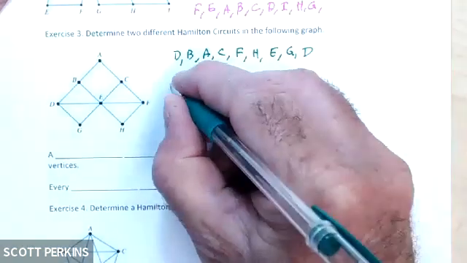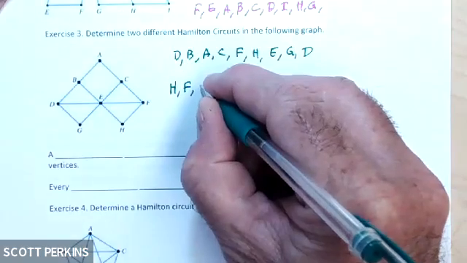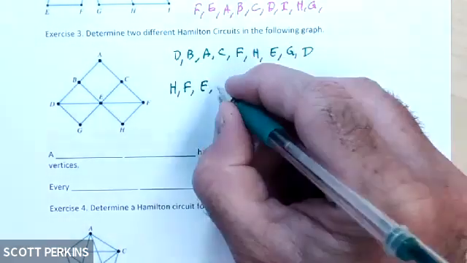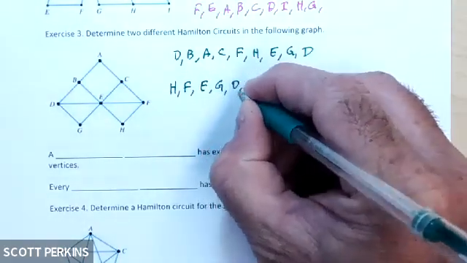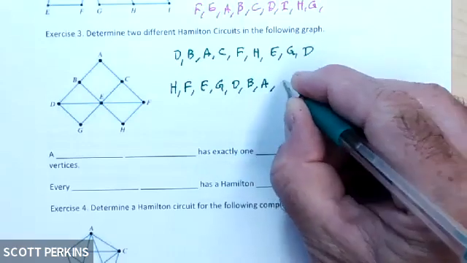Basically, if you pick any vertex on the edge, just go around the outside of this figure, you're going to be fine. Here's something else. I'm going to start at H and then go up to F. And then I'm going to cut over using that little one that cuts between that square over to E, and then to G, and then around the outside, D, B, A, C.